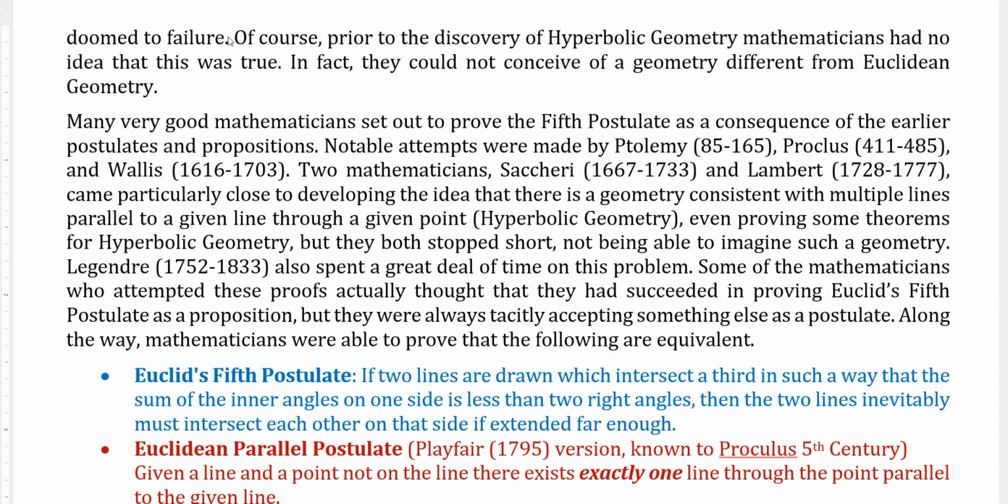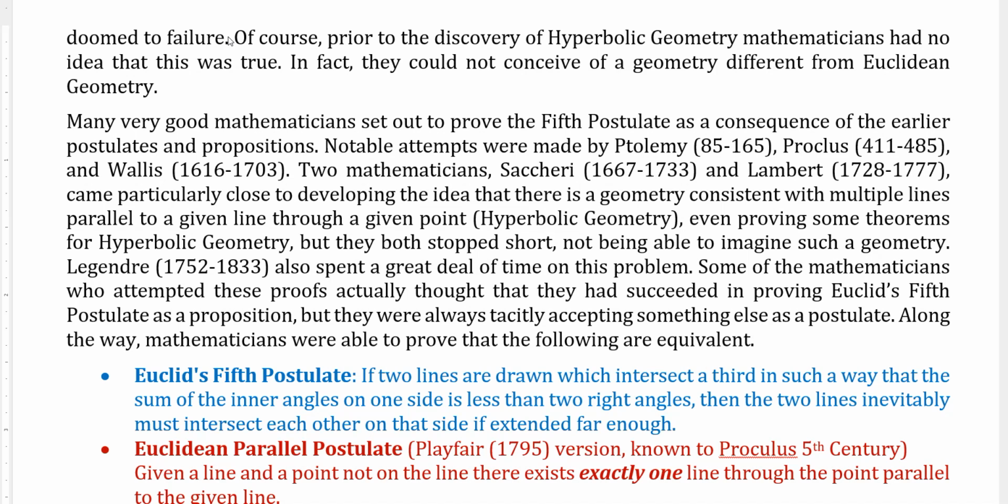Many very good mathematicians set out to prove the fifth postulate as a consequence of the earlier postulates and propositions. Notable attempts were made by Ptolemy, who lived from 85 to 165, Proclus, who we mentioned earlier, from 411 to 485, Wallis, from 1616 to 1703, and two mathematicians, Saccheri, from 1667 to 1733, and Lambert, from 1728 to 1777.